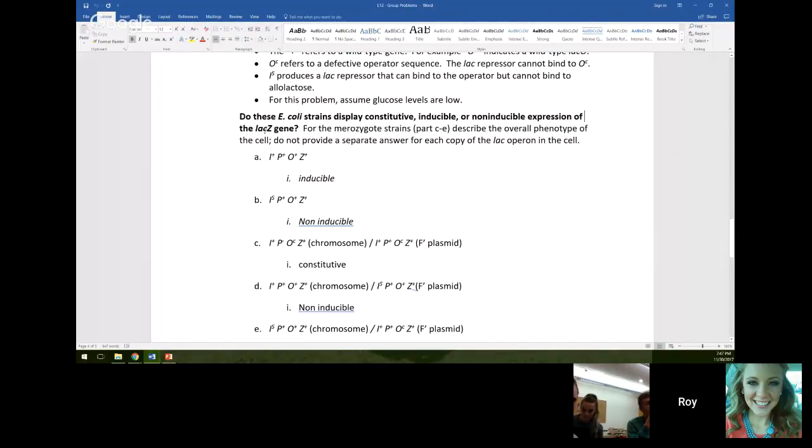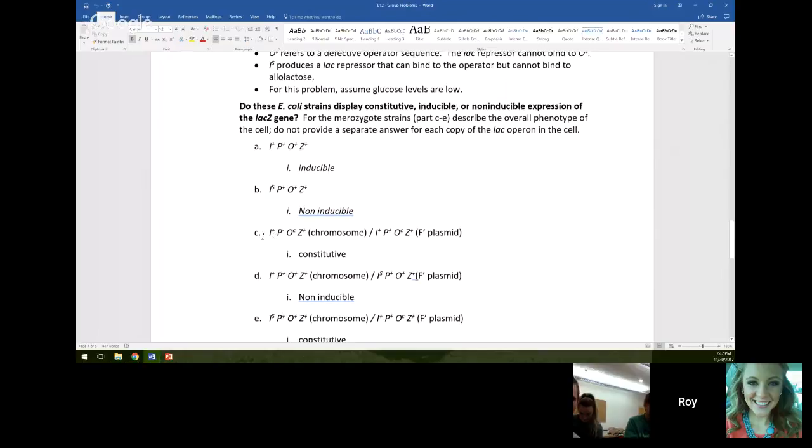This means that the repressor will not leave the operon, or it can't unbind. So the repressor is pretty much stuck on there, and so it can't leave. And that's going to make it non-inducible. Doesn't matter what happens, it's not leaving.